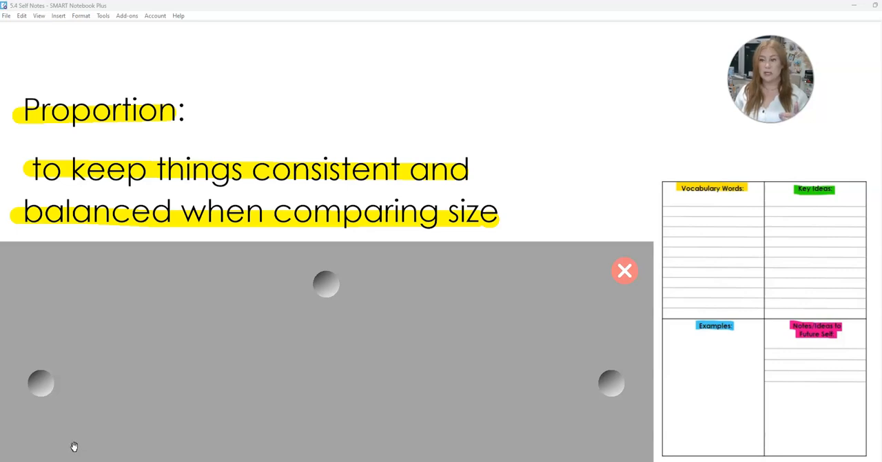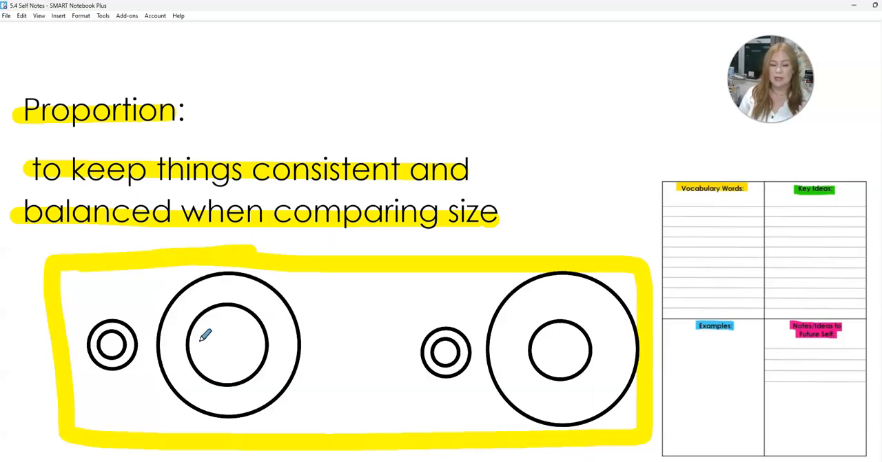The next step we're going to learn is using proportional reasoning to solve for something that we don't know. A proportion means to keep things consistent and balanced when you're comparing size. An example here is if I have this circle, when I expand it, it keeps that same distance even though it's bigger. This one here, that middle circle didn't grow with it. That's much larger than that one was. So this is proportionate, this is not proportionate.